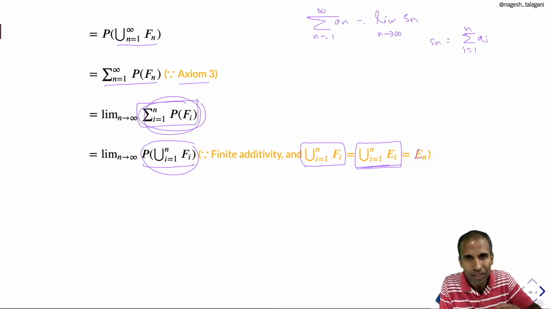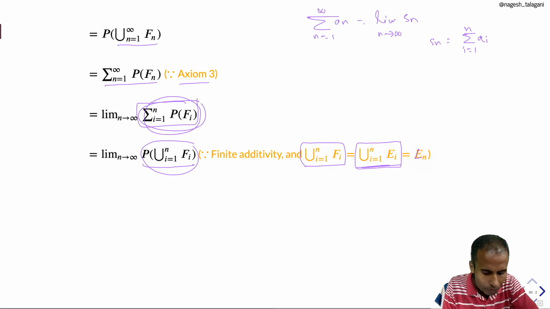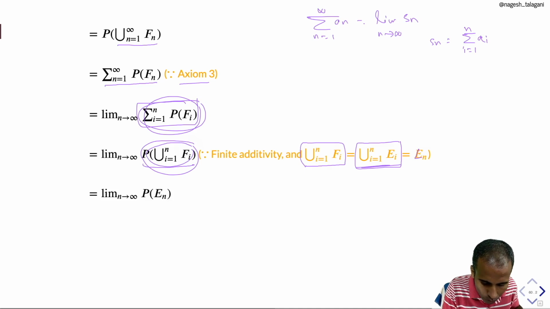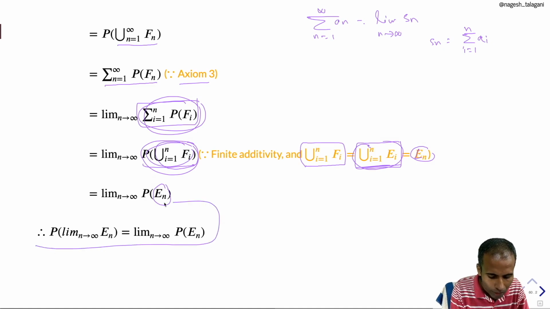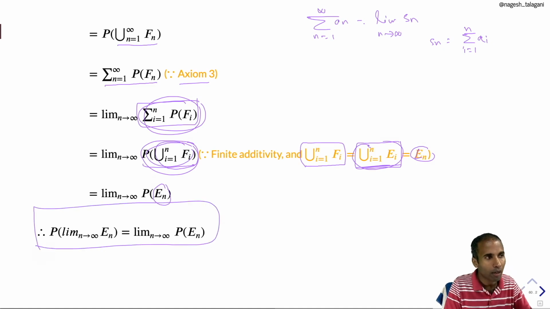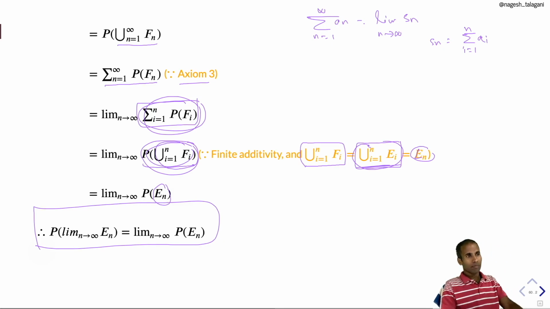En, because of the increasing sequence, right? The Ei's are increasing. E1 is contained in E2, E2 is contained in E3, and so on. So this union is nothing but the union of the Ei's from i equal to 1 to n, which is nothing but En. That's why this union is replaced with simply En. Therefore we got the probability of limit En is the limit of the probability of En. So this is the proof in the increasing case.